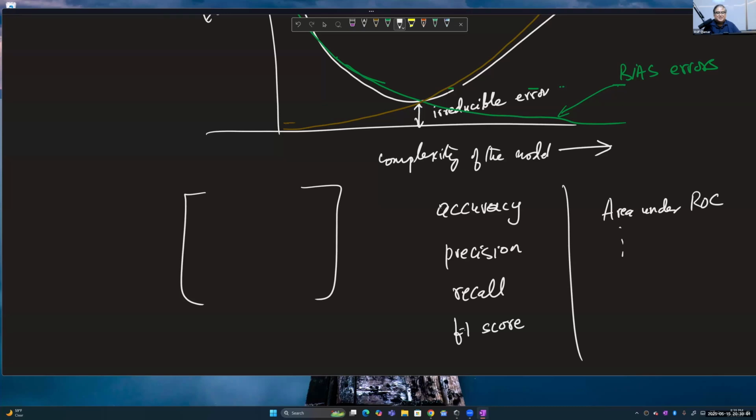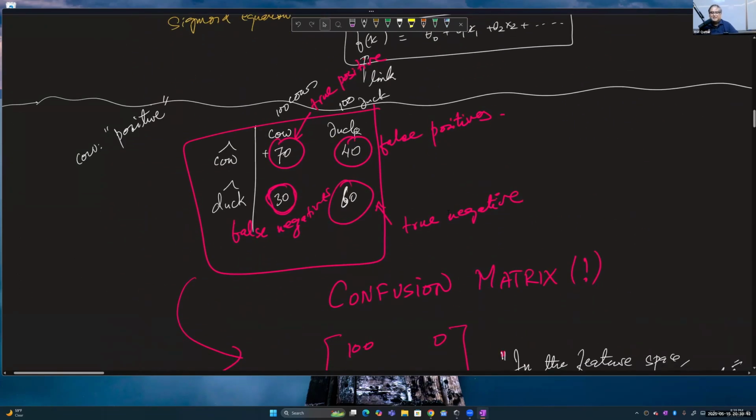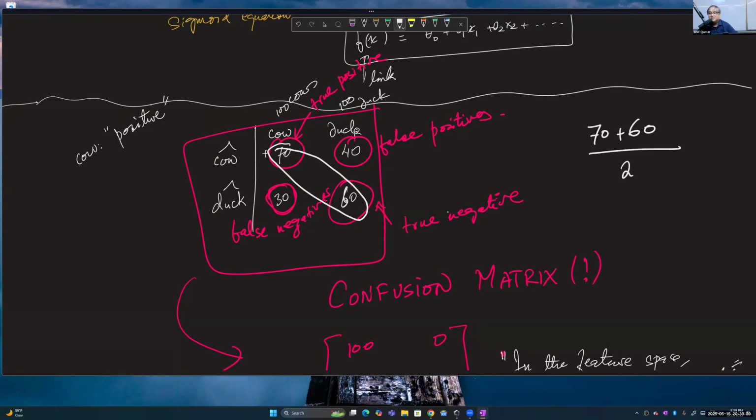Remember, in a confusion matrix, the diagonal is the good thing, right? True positive and true negative. Do you remember that? Let's go back to our confusion matrix. Look at this. You would agree that these are the good ones. 70 and 60 are the correct ones. Everything else is the error. So what you do is 70 plus 60, the principal diagonal, over the total. Now what's the total? 100 cows and 100 ducks, 200. So this machine got 130 out of 200 right, isn't it? That is 65% accuracy.